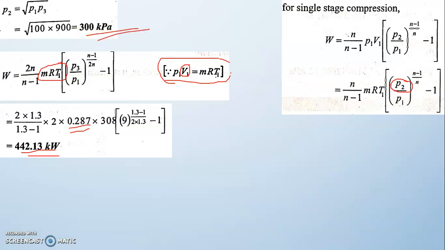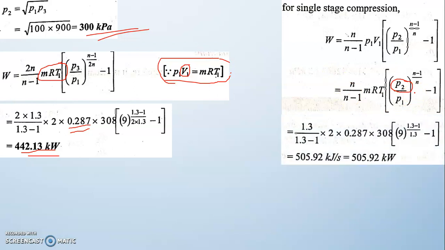Don't substitute the value of P2 as 300 kilopascal. We are comparing the multi-stage compressor with the single stage compressor, so P2 will be substituted by 900 kilopascal. So we will be obtaining the value: n by n minus 1, MRT1, with M, R and T1 substituted, and the ratio P2 by P1 is 9 raised to n minus 1 by n. This is our work done. If you are using a single stage compressor, our work done will be 505.92 kilowatt. And if you are using a multi-stage compressor, our work done will be 442 kilowatt.